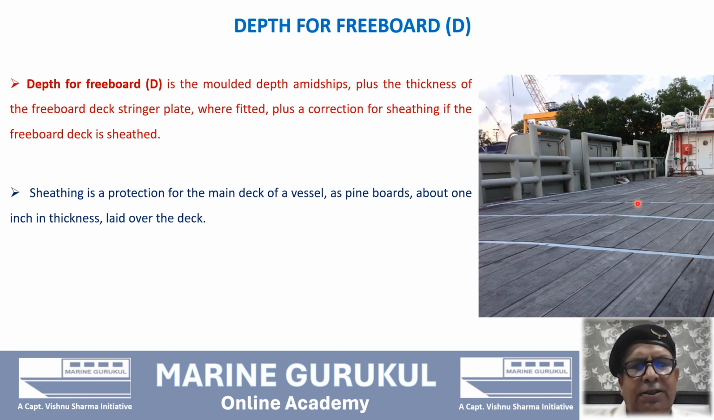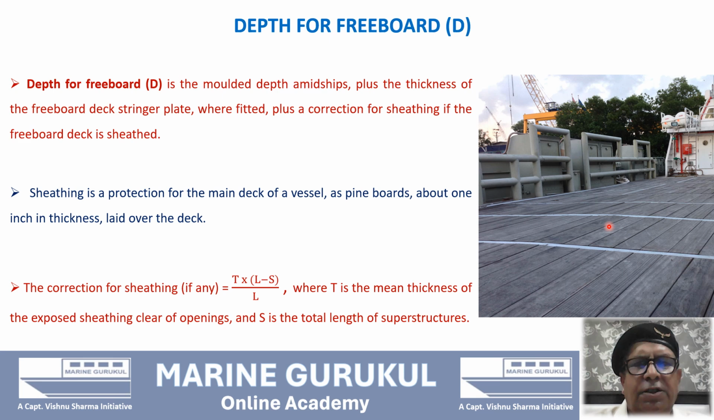As you can see in this diagram, here we have the sheathing of the deck. If there is sheathing of the deck, then the correction for the sheathing shall be calculated by this formula. In this formula, T is the mean thickness of the sheathing, L is the length of the vessel already defined, and S is the total length of the superstructure, which we shall soon be defining.